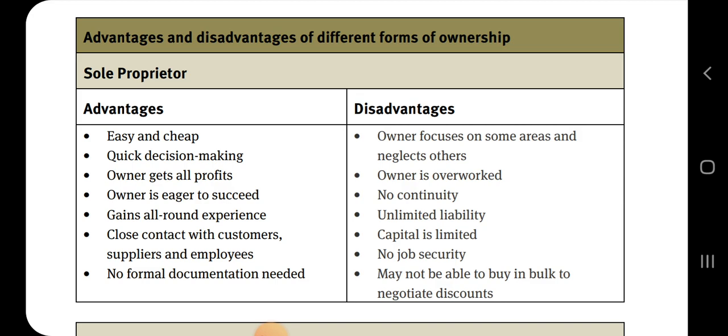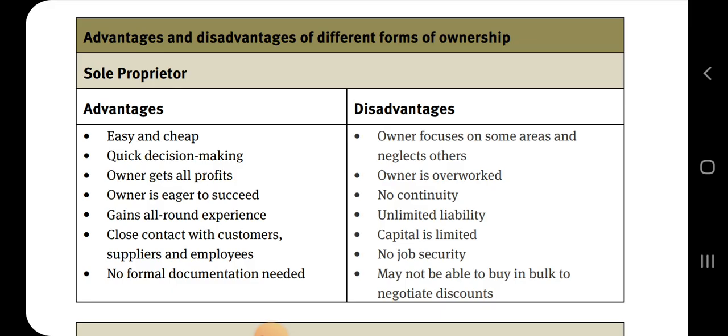That is the point. So owner is overworked, no continuity. If the owner dies, the business dies. There is unlimited liability. So the debts of the business are the debts of the owner. And then capital is limited because it's only one person. But if there are a lot of people contributing money towards the business, it is able to grow to greater heights.